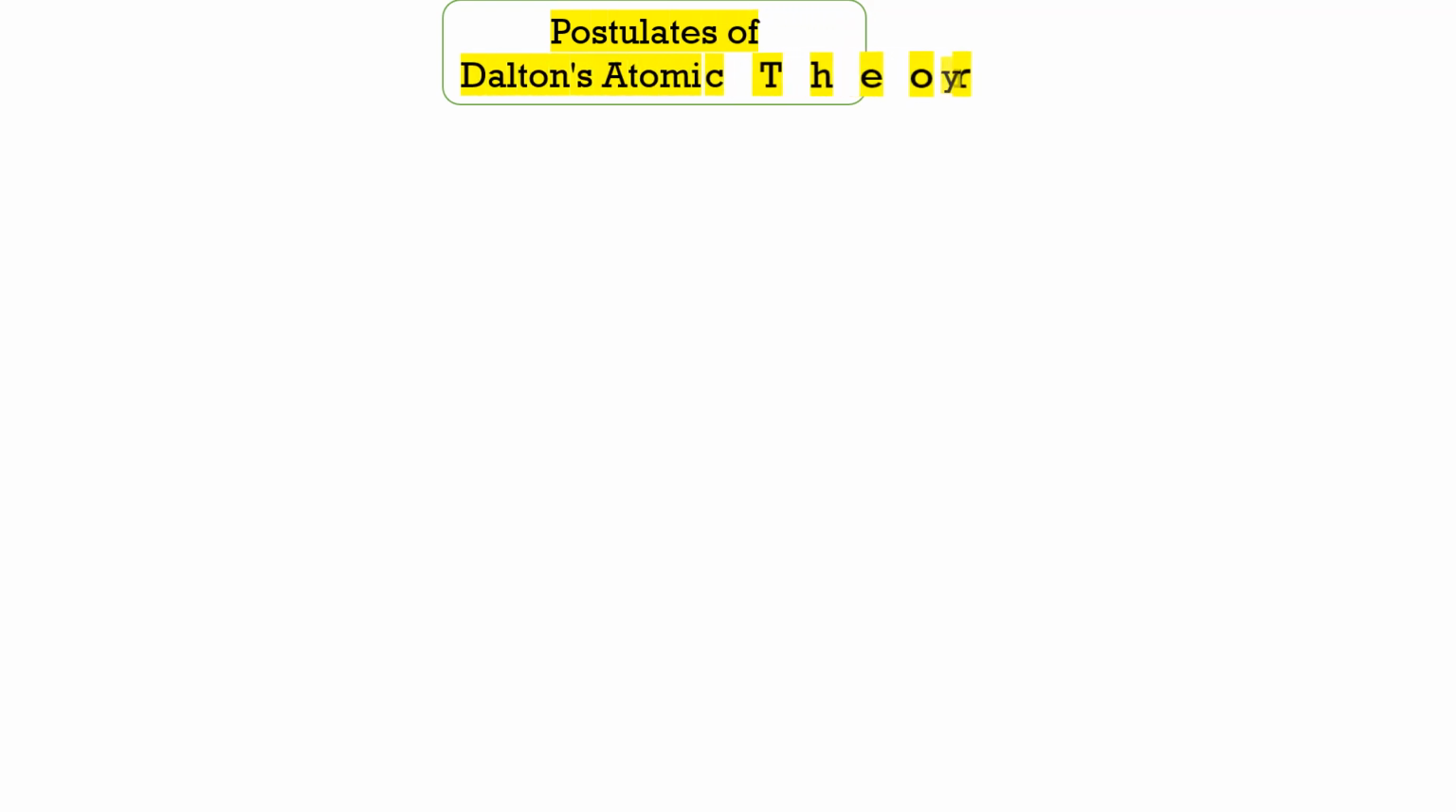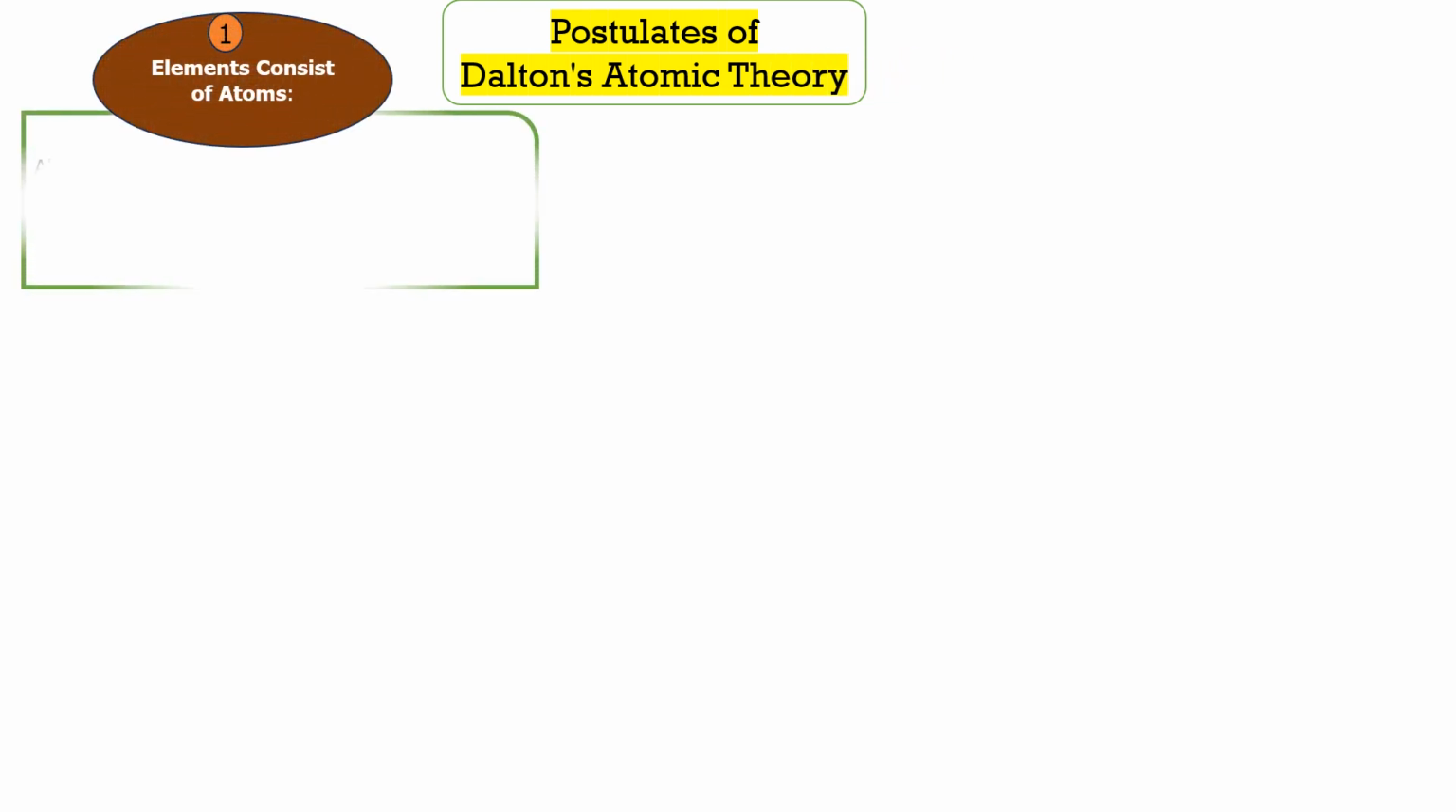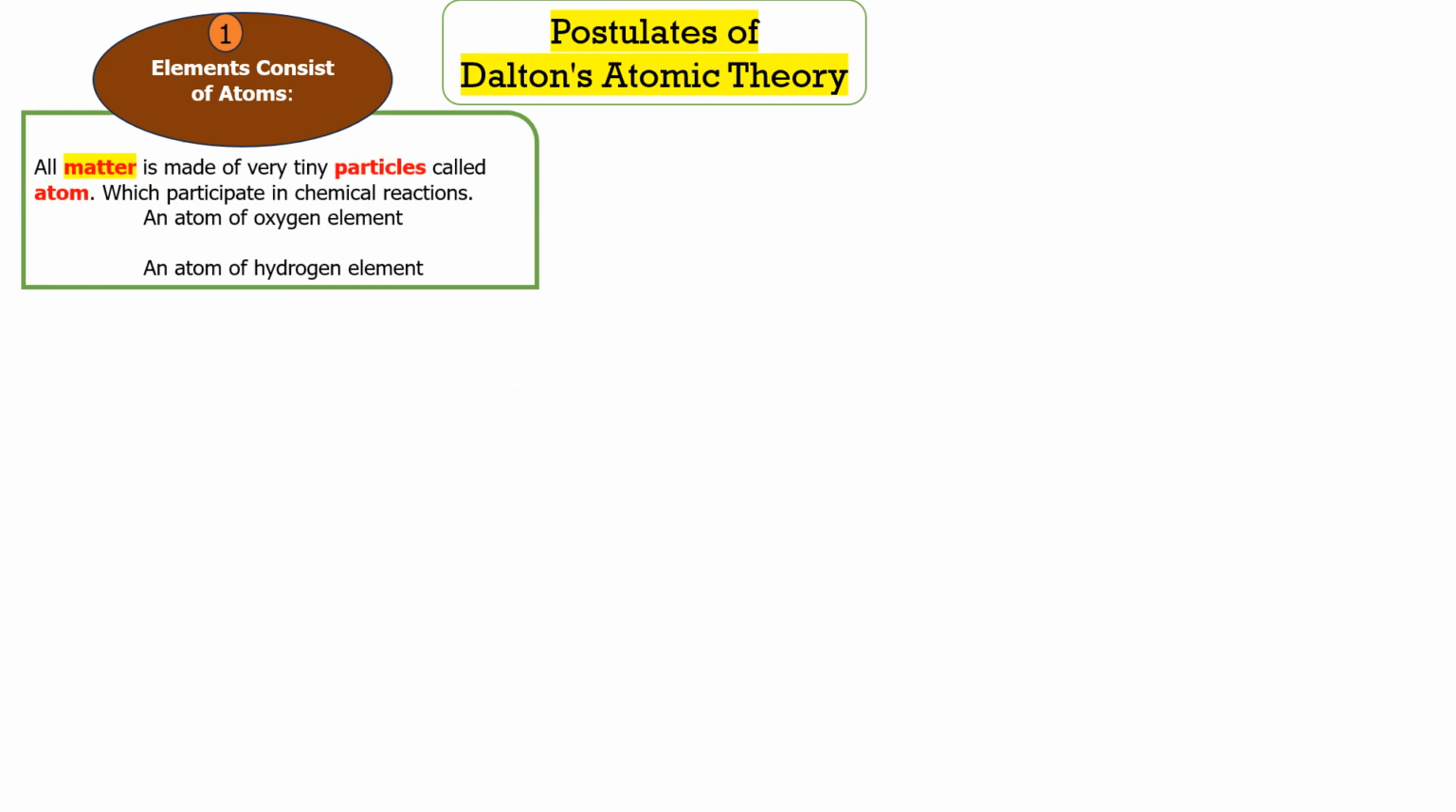First one is elements consist of atoms. All matter is made of very tiny particles called atoms. These atoms participate in chemical reactions. For example, oxygen atoms in oxygen element, hydrogen atoms in hydrogen element.